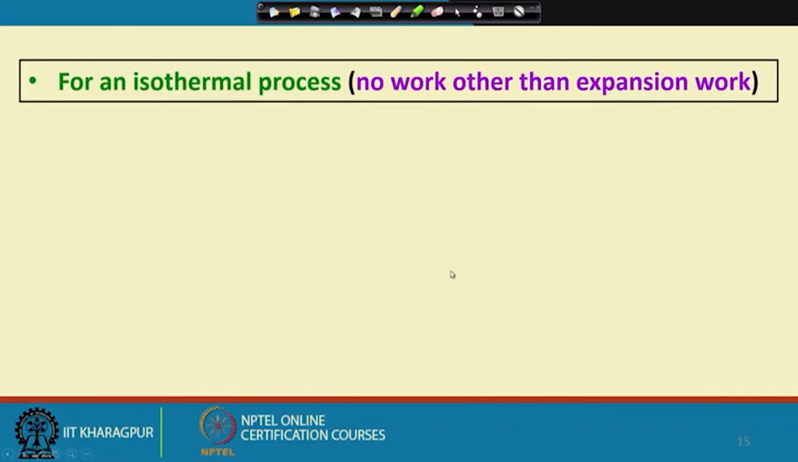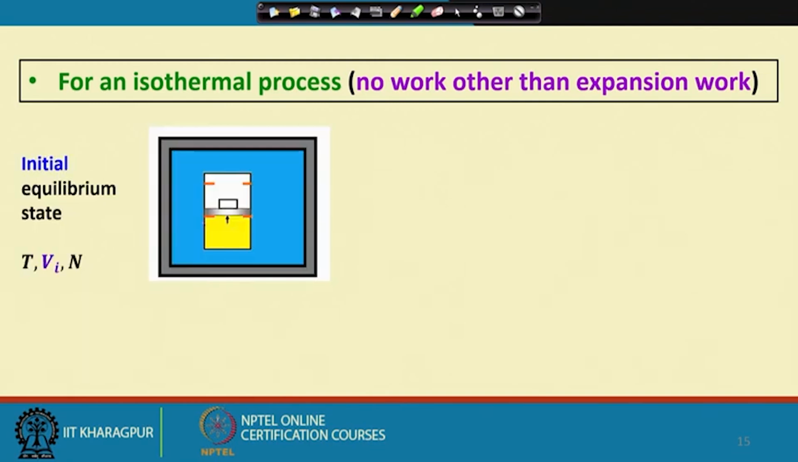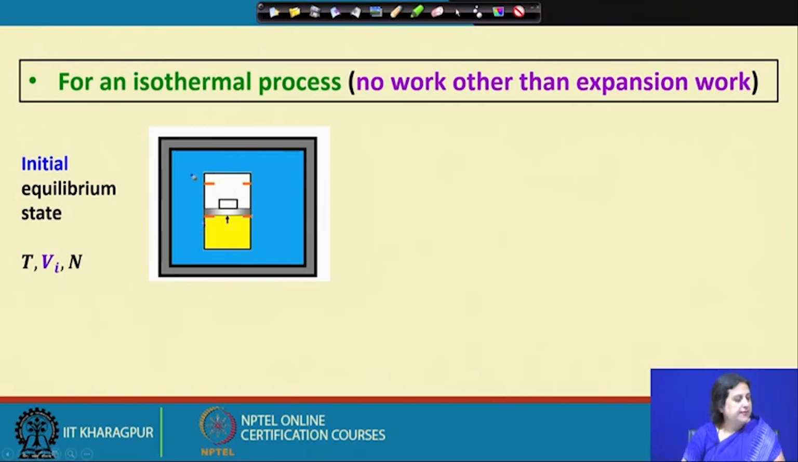Now, let me take an example of what I mean by an isothermal process where there is no work other than the expansion work. So, let me think of a system like this. What I am trying to show you here is as follows. This is my system, and this system is immersed in a reservoir, and the system plus the reservoir are surrounded by a rigid adiabatic impermeable wall. So, the composite setup of the system and the reservoir is isolated.